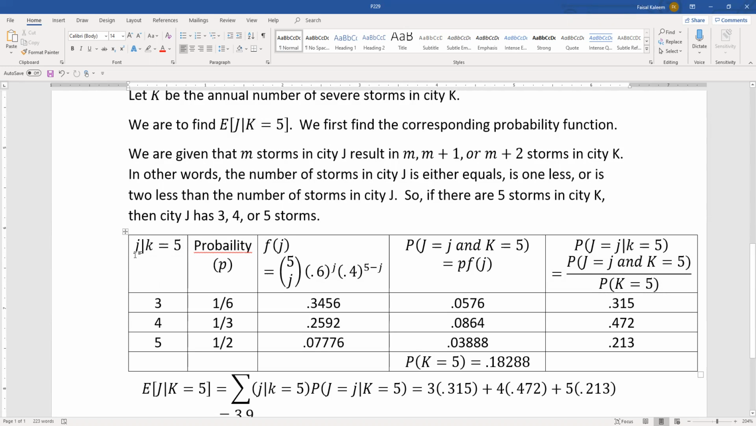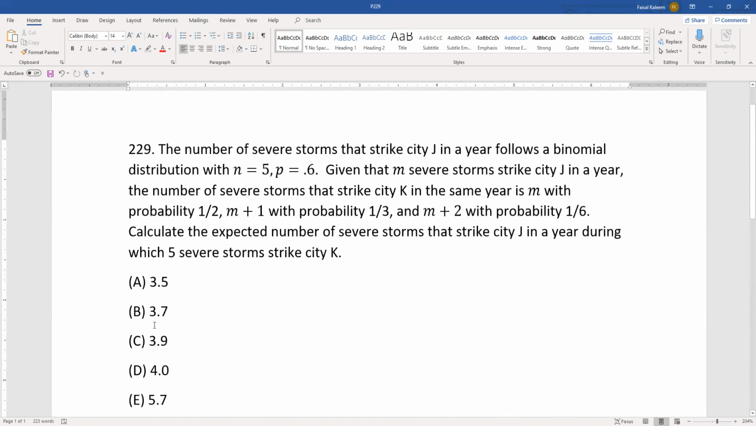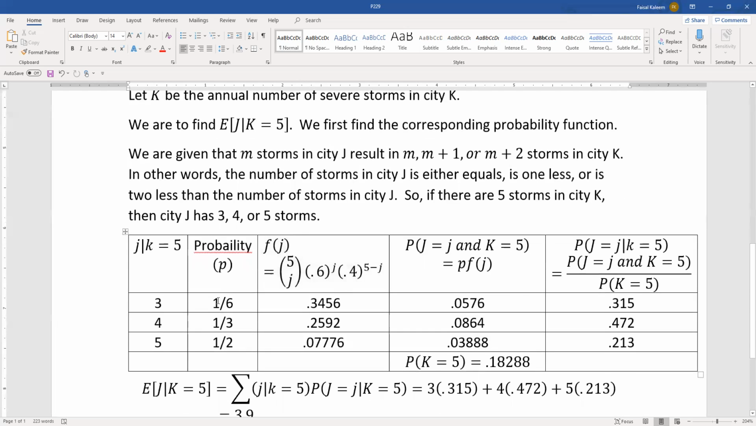So J given K equals 5, as we just discussed, J is going to be either 3 or 4 or 5 if K is 5. And the probability of 3 means that the difference between them is 2, which is going to be this situation. That's where the difference is 2 between this and this. So the probability of that is 1/6. The difference of 1 will be probability 1/3, and equal will be probability 1/2. So 1/6 difference of 2, 1/3 difference of 1, and equal probability 1/2.